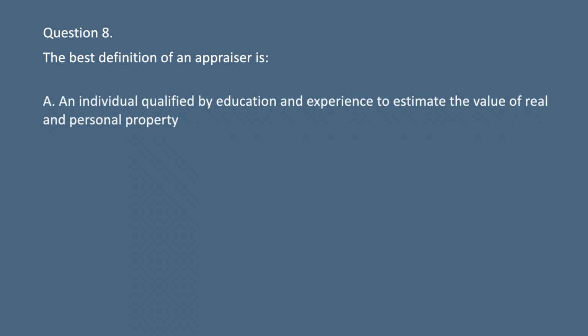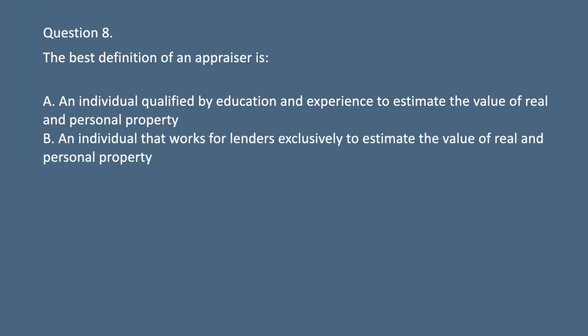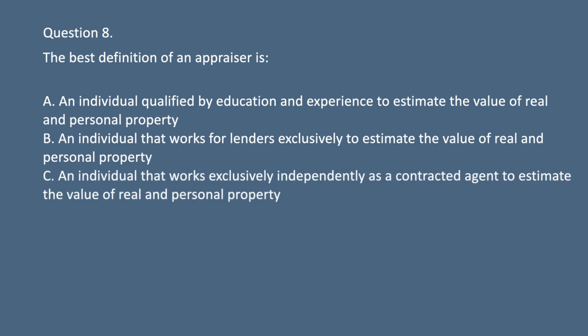Question 8. The best definition of an appraiser is A. An individual qualified by education and experience to estimate the value of real and personal property. B. An individual that works for lenders exclusively to estimate the value of real and personal property. C. An individual that works exclusively independently as a contracted agent to estimate the value of real and personal property. D. None of these. Answer.